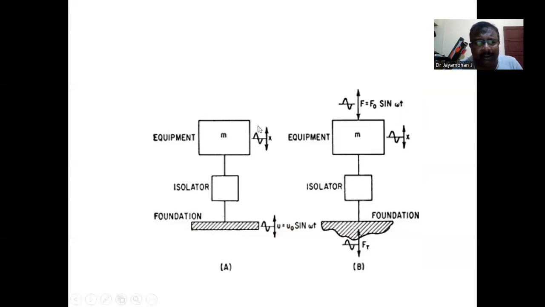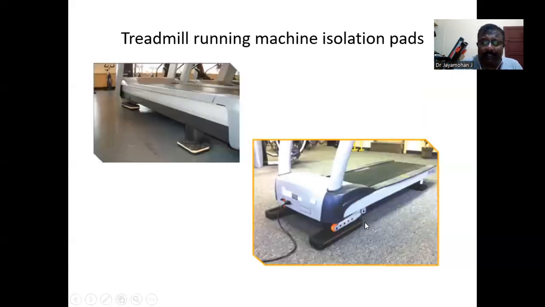This is a typical rheological model of an isolator. So this is the machine. This is the unbalanced force, which is a function of frequency and time. And this is the isolator, and this is the foundation. The isolator is a damper which will prevent the vibrations from entering the foundation. So these are very common nowadays.